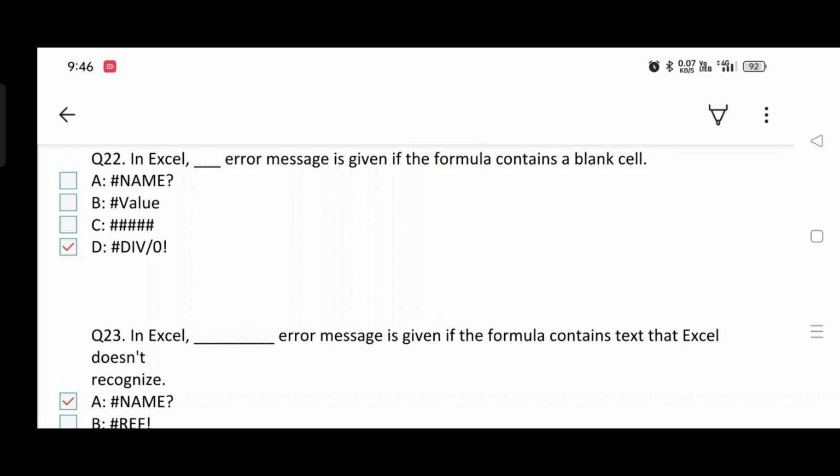Question 22. In Excel, dash error message is given if the formula contains a blank cell. Answer is D. Hashtag DIV/0.